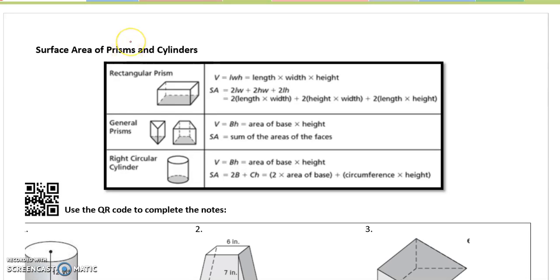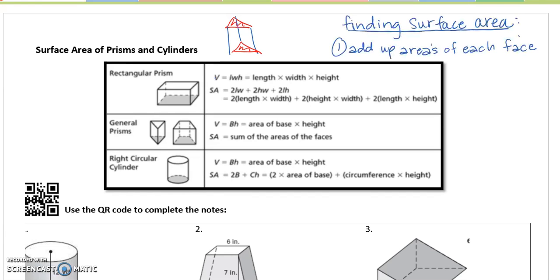So just a quick reminder, both prisms and cylinders have two congruent bases that are parallel to each other and are connected by a height at each vertex. Okay, so it's important to identify what those two bases are. To find the surface area, we have two options. Option one, add up the areas of each of the faces or the sides of the prism.